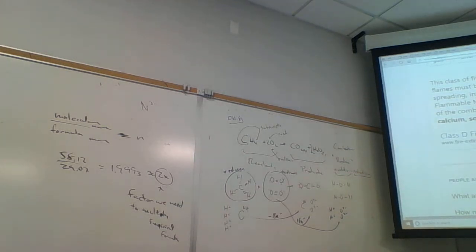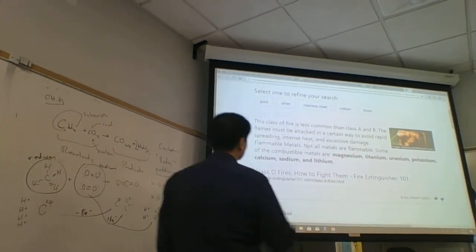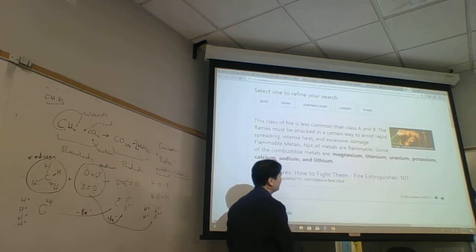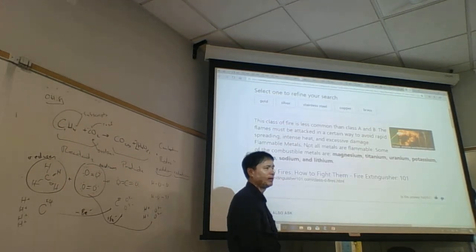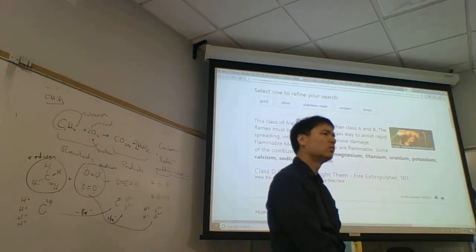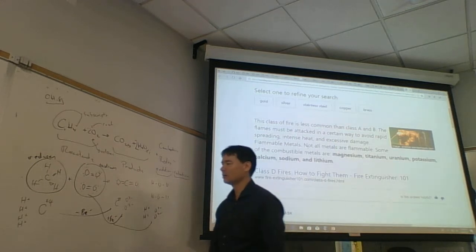Not all metals are flammable. It depends. It's a Class D fire. Flammable metals are like magnesium, titanium, uranium, potassium. These are very flammable. They create a flame, catch on fire, basically. Gold and silver aren't so flammable. It's hard to catch gold on fire. It depends on how easily it gives up electrons.